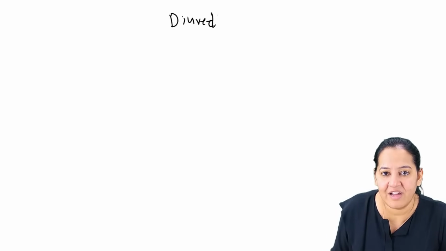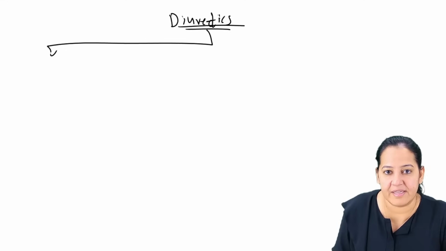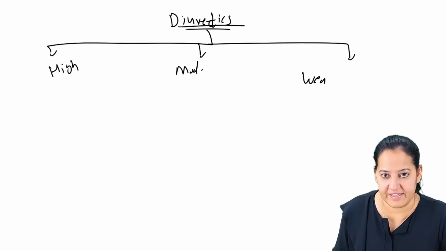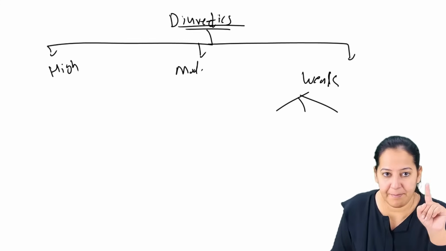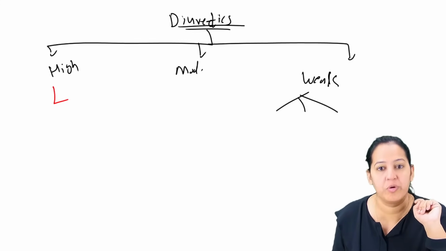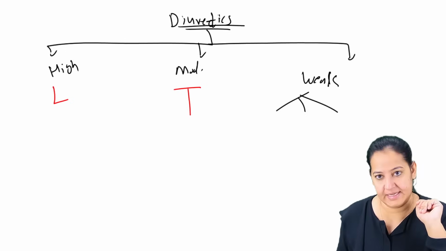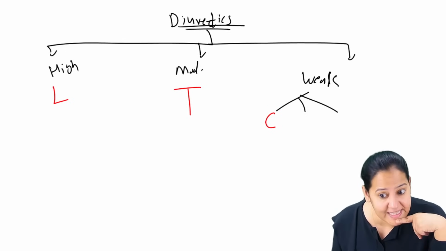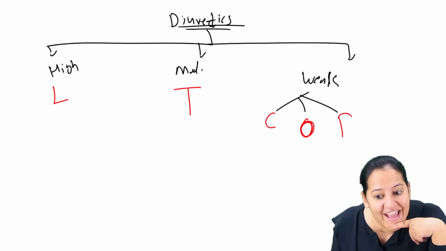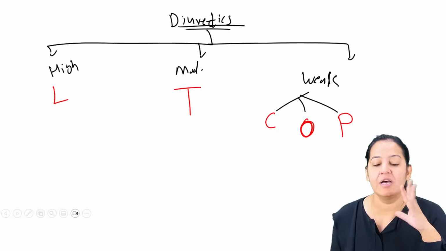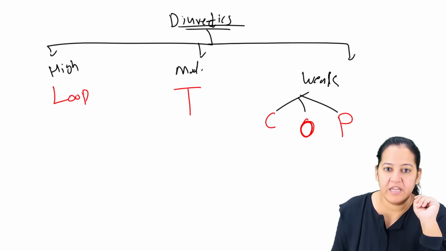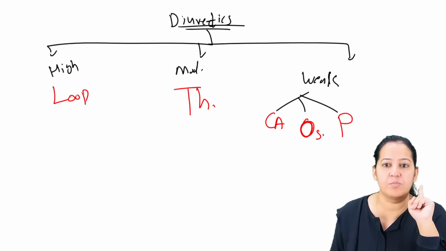Listen, I'm writing. Diuretics. There are 3 types of diuretics: high, moderate, and weak efficacy. High is loop, L for loop. Moderate is thiazide, T for thiazide. And weak has 3 classes: carbonic anhydrase inhibitor, C; osmotic diuretic, O; and potassium sparing, P. COP, COOP, you can learn. So please learn LTCOP, one letter each. L for loop, T for thiazide, then carbonic anhydrase inhibitor, osmotic, and potassium sparing.